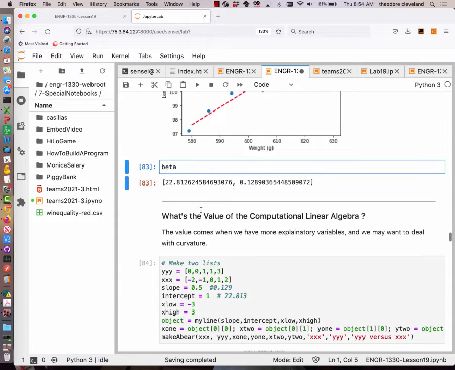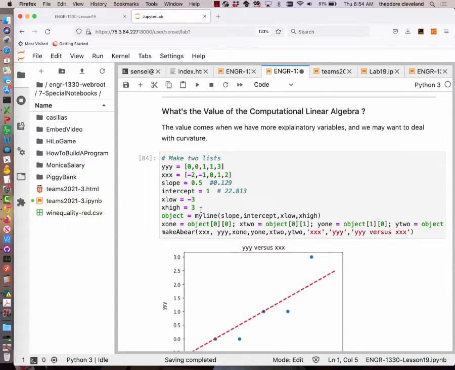So you saw it here first, how to do stuff without the internet working. Well, what's the value of all that? In one sense, probably none, but in another sense, the value comes when we have more than one explanatory variable. So let's say our model y is equal to beta 0 plus beta 1 x plus beta 2 something else.